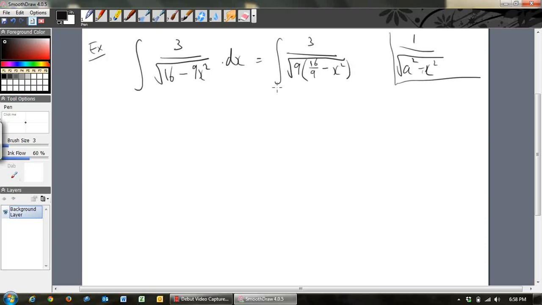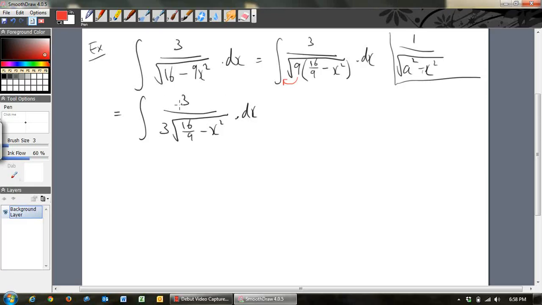Oh, this is going to turn out well. That was just a fluke, believe you me. dx. Okay, so I've just taken 9 out as a factor. Now when that 9 comes outside of the square root sign, what happens? Well, when that 9 comes out the front, that'll become a 3, and inside the square root sign we'll have 16 over 9 minus x squared dx.